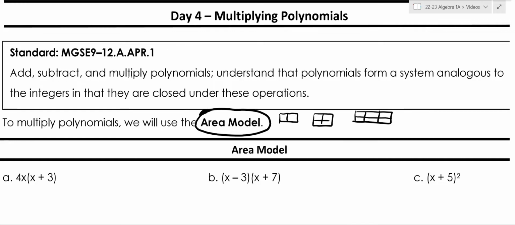So adding and subtracting and multiplying polynomials, it's a system that's analogous to the integers. Analogous just means that it's very similar to the integers when we add, subtract, and multiply numbers. Remember, integers are your negatives, 0, and your positives, whole numbers, right? No fractions, and they're closed under these operations. So when you multiply two polynomials, we're going to get a polynomial. All right, so here we go.